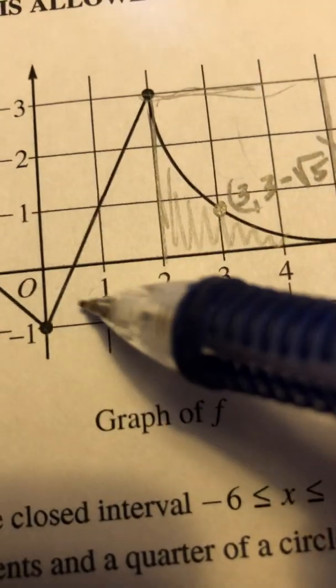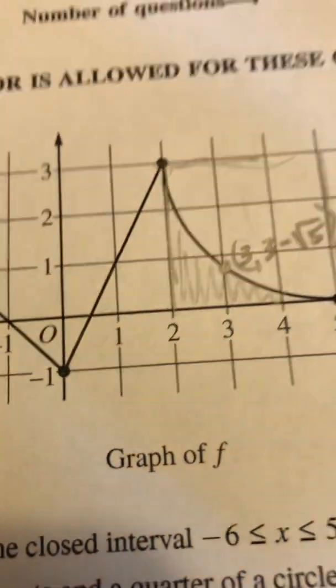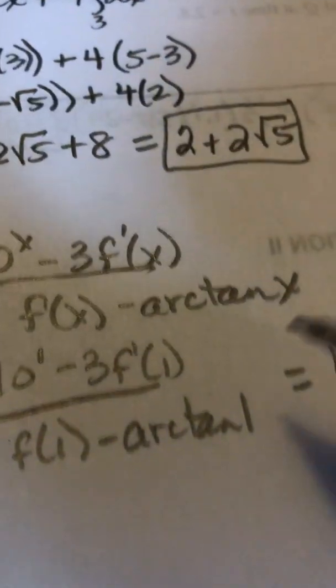Again, we can go to the graph. This is the graph of f. At x equals 1, the value is 1. So f of 1 is 1, minus arctan of 1. Arctan of 1, what angle has a tangent of 1? Well, that would be pi over 4. So when we work this out, we get 4 over 1 minus pi over 4.